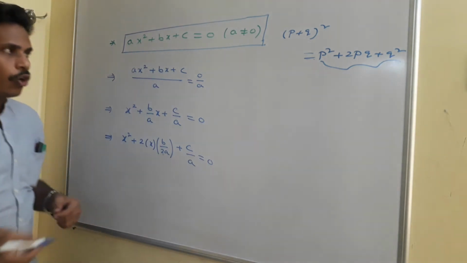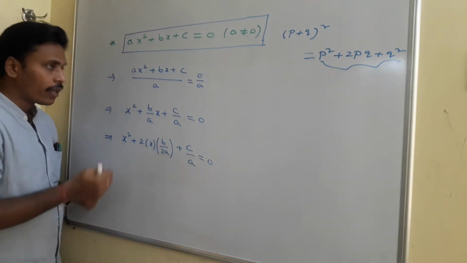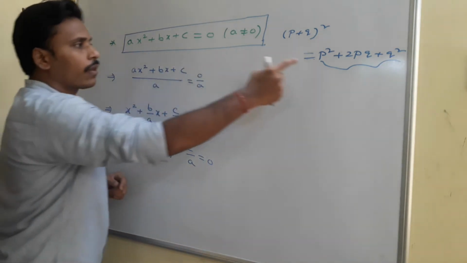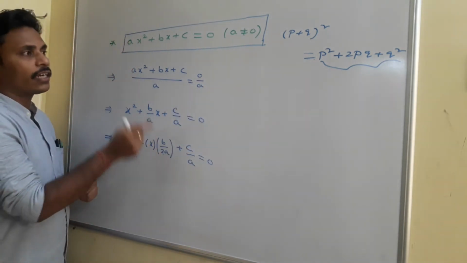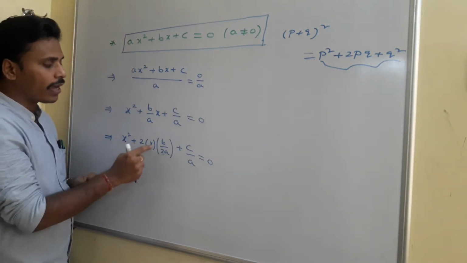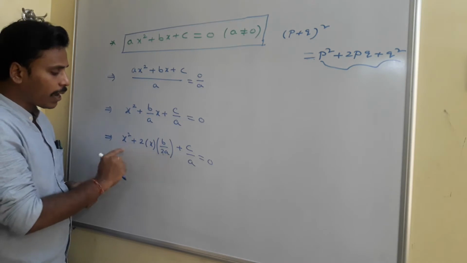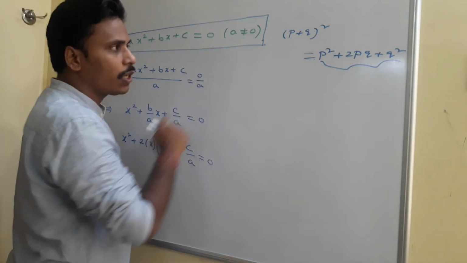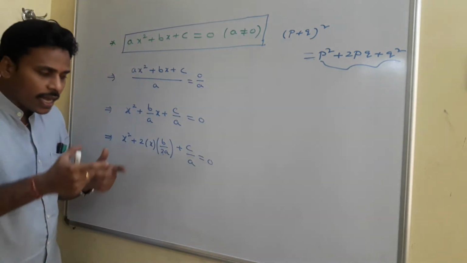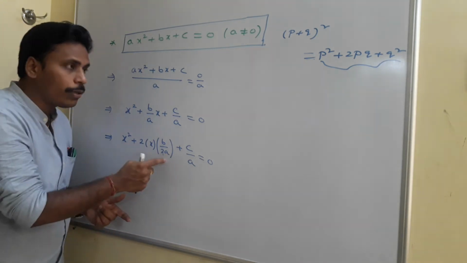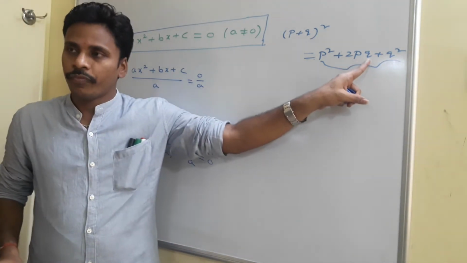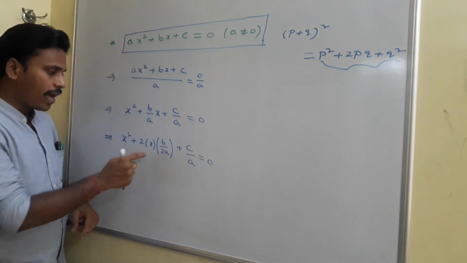Just look at this and then again look here. See, like x square we have here p square, and like the 2pq we have here 2xb by 2a. Then by comparing the first two terms of this equation with this perfect square, it is very clear that this b by 2a is nothing but the q there. So with that idea, look again here.